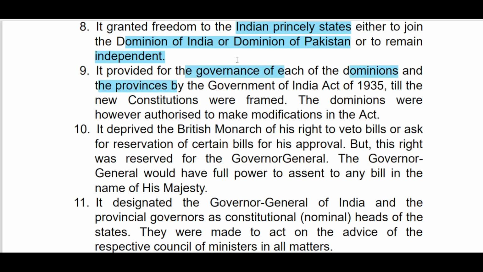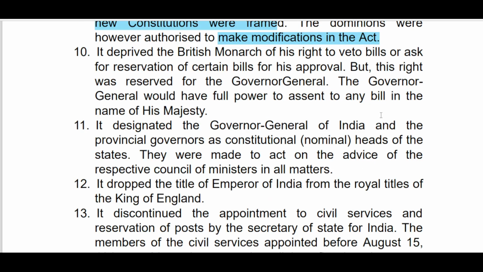It also provided for the governance of each of the dominions and the provinces by the Government of India Act of 1935 till new constitutions were framed. Dominions were now, however, authorized to make modifications in the Act. Then, the tenth point is that it deprived the British monarch of his right to veto bills or ask for reservation of certain bills for his approval.